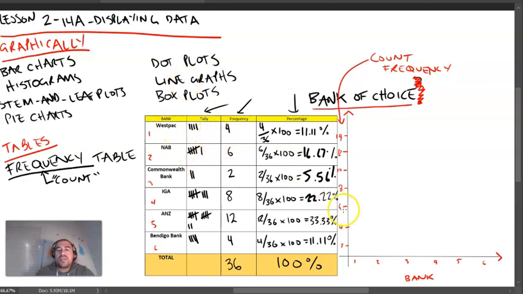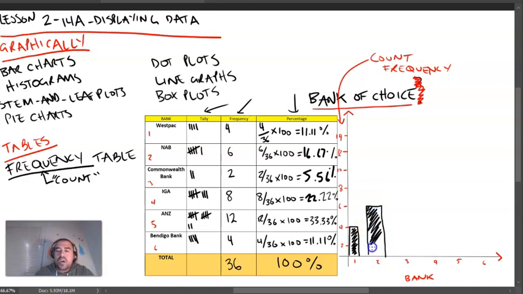So Westpac 4, so bank number 1, you would go ahead and use a ruler, and you would put that bank number 1. It's 4. Bank number 2 is NAB, this will be 6, so this will go 1 up to there. And this will be 6.